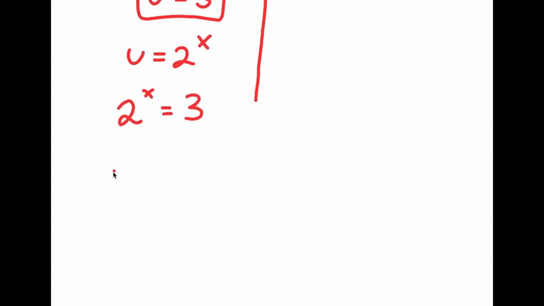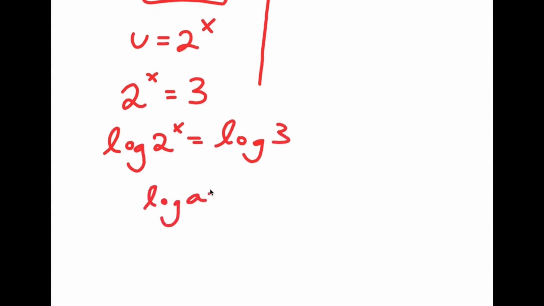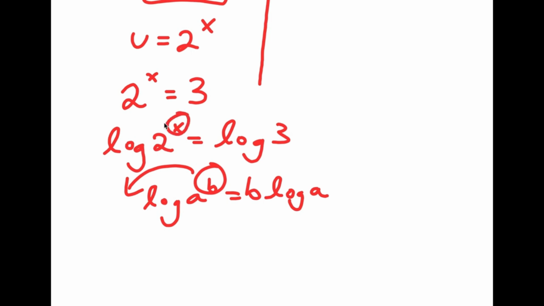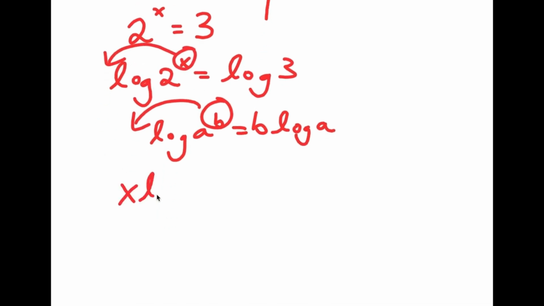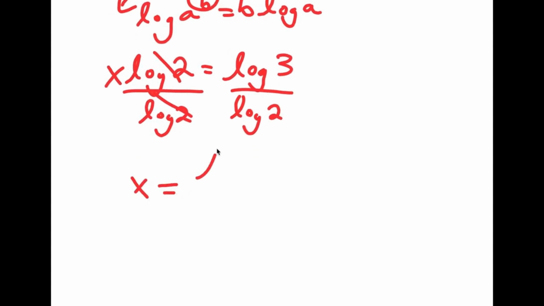And now to solve this, I'm going to start by taking the log on both sides, so I get log 2 to the power of x is equal to log 3. And if I have something in the form log a to the power of b, I can move this exponent b to the front, so it's going to equal b times log a. So in this case, I have log 2 to the power of x, and I can move x to the front. So I get x times log 2 is equal to log 3. And now if I divide both sides by log 2, these two cancel out, and I get x is equal to log 3 over log 2.